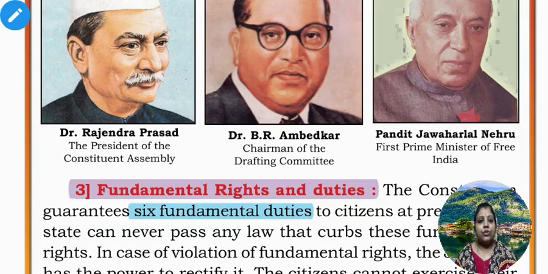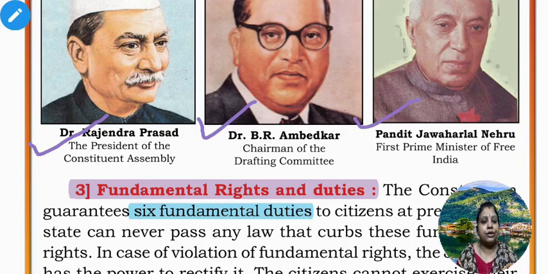Here is a photo of the three main persons who worked for our Constituent Assembly: the President of the Constituent Assembly, Dr. Rajendra Prasad; the Chairman of the Drafting Committee, Dr. B.R. Ambedkar; and our first Prime Minister of free India, Pandit Jawaharlal Nehru.